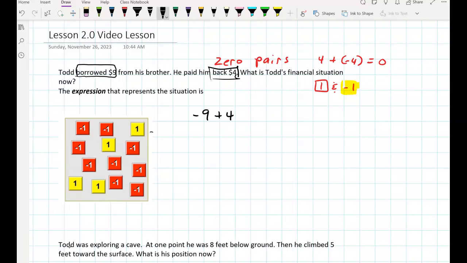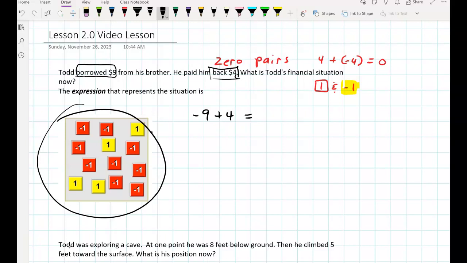Now, when we look at our diagram here, we can see that there are lots of tiles here, and we have negative 9. So we have 9 negatives. 1, 2, 3, 4, 5, 6, 7, 8, 9 negatives, and we have 4 positives. 1, 2, 3, 4. Please make sure that you copy this diagram down, including the algebra tile diagram. Okay? Now, negative 9 plus 4, how much is that?